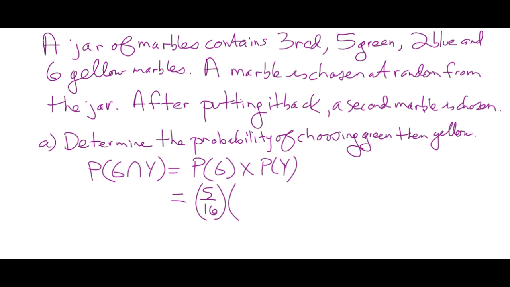And then probability of getting yellow. If it were dependent, if we didn't put it back, it would be 6 out of 15. After putting it back, how many marbles are in the bag when I go to do the second draw? All of them, right? So 16. Okay, and then we just work this out and reduce the probability. Works out to 15 out of 128.